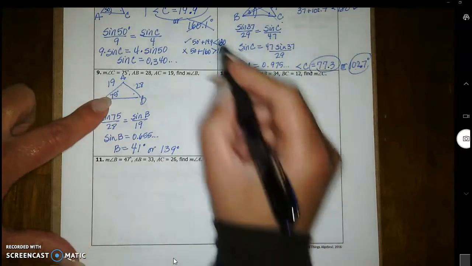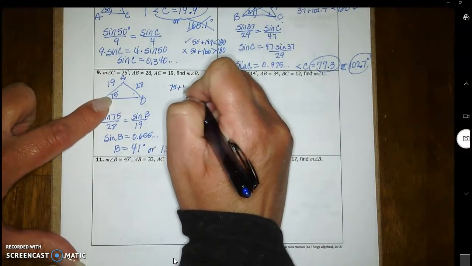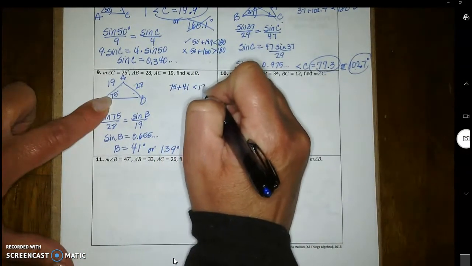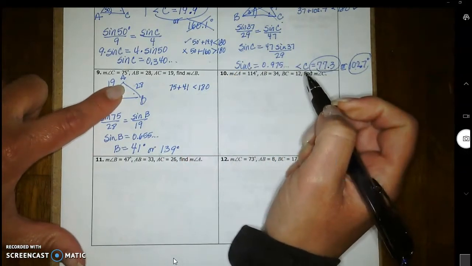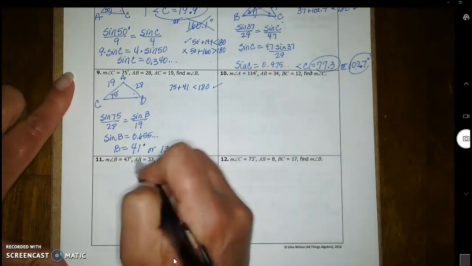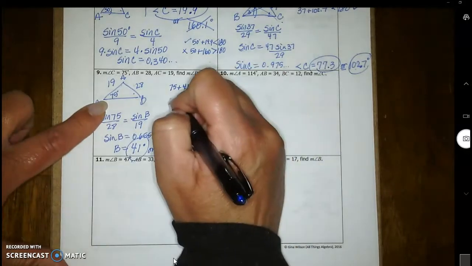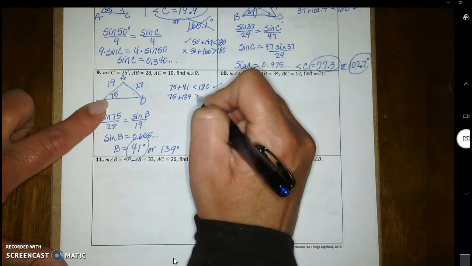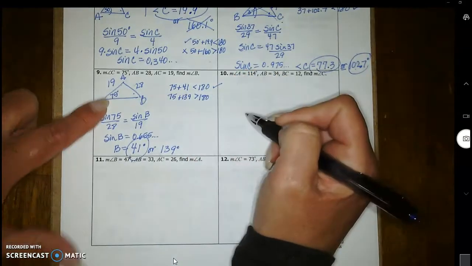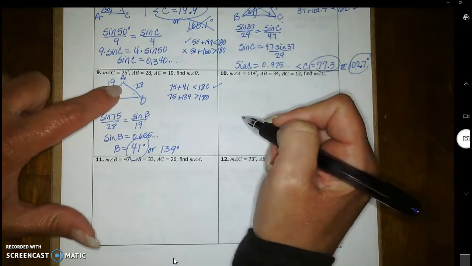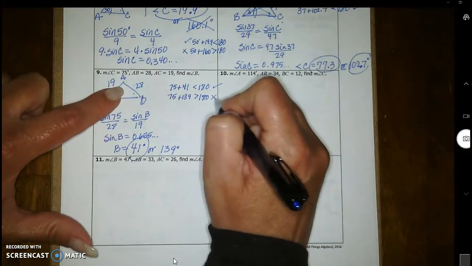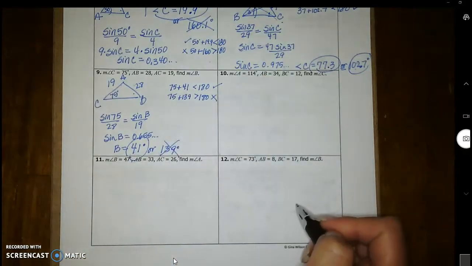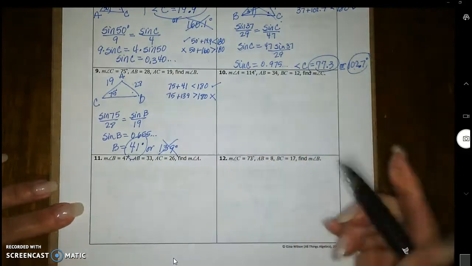So when I do 41, I know that 75 plus 41 is going to be a number less than 180, so I have room for angle A, so that's going to work. 139, so 75 plus 139 is going to be a number that's greater than 180, so I don't have room for that angle, and so that is not going to work, okay? Let's go do number 10.